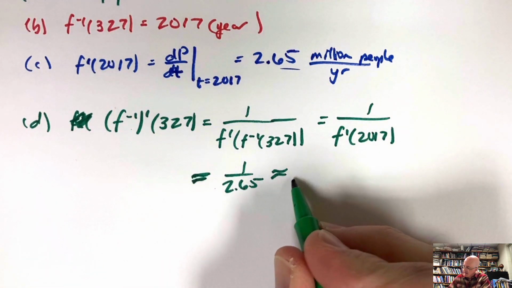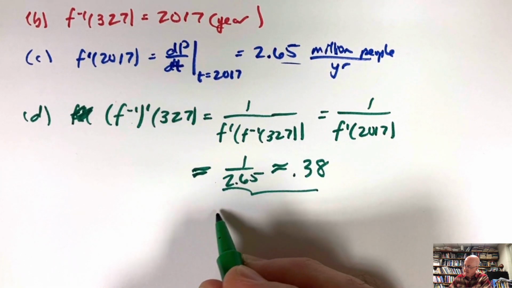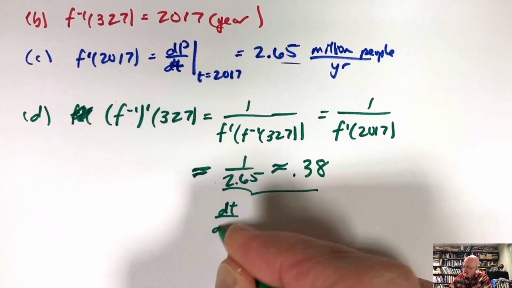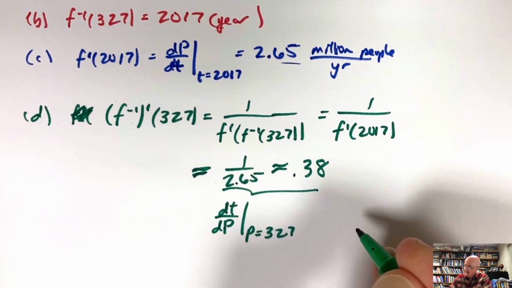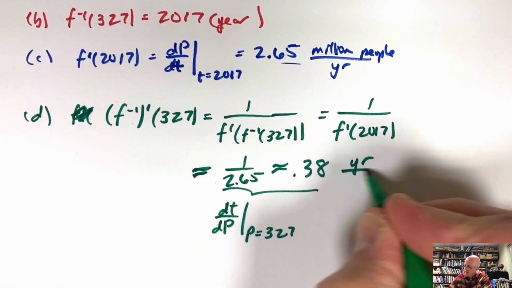In Leibniz notation, this is not dP/dt, but dt/dP, evaluated at P equals 327. And its units would be the reciprocal of these units, years per million people.